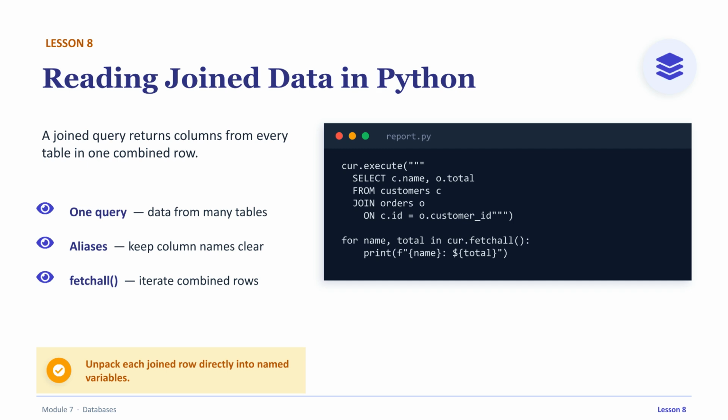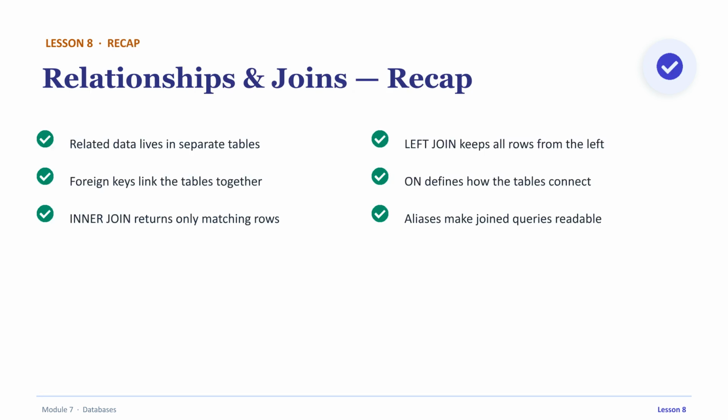A joined query returns columns from several tables in one combined row. In Python, you run the join and then unpack each row straight into named variables. Here, name and total. One query. Neatly formatted output. Recap. Related data lives in separate tables connected by foreign keys.